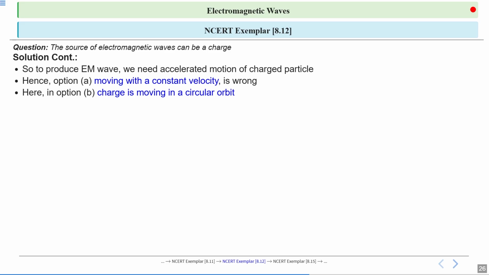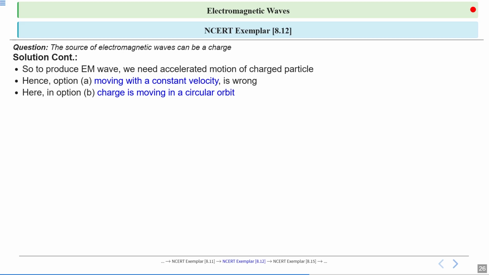Option B, charge is moving in a circular orbit. Now in a circular orbit, the direction of velocity of the charge is changing with respect to time. In a circular orbit, at any point the direction of velocity will be different. Whether it is uniform motion or non-uniform motion, the direction of velocity is changing. In non-uniform motion, there is linear acceleration also due to the change in magnitude of velocity.